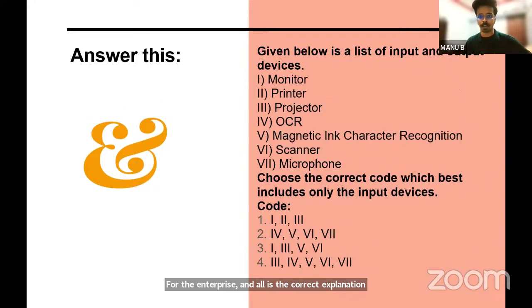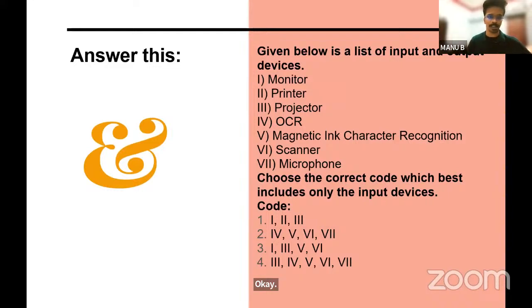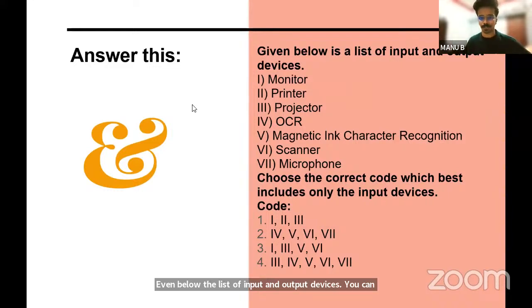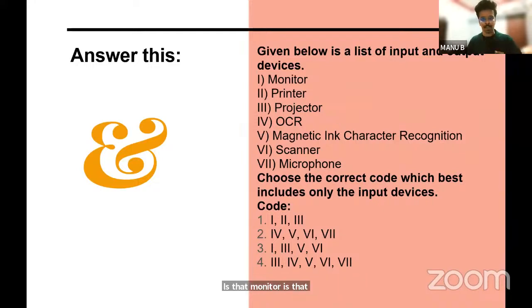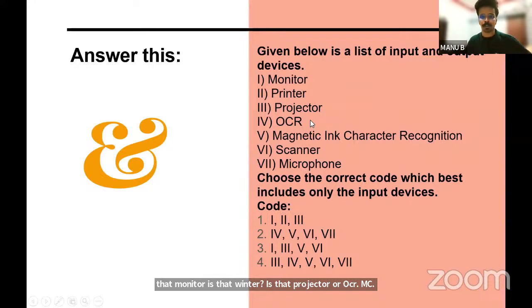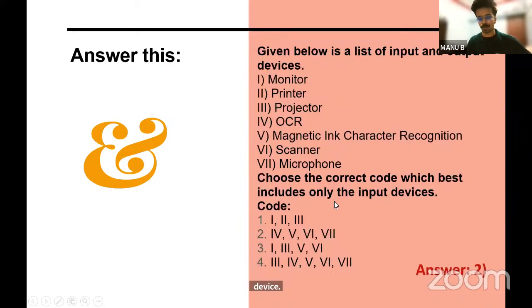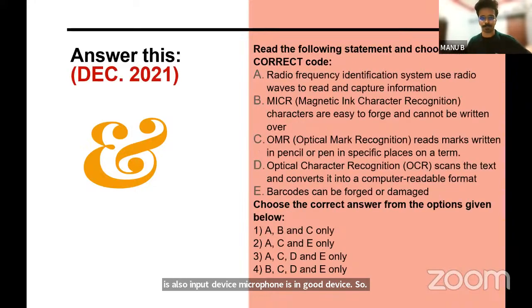Okay. Given below is the list of input and output devices, you can immediately answer this. Which is that answer? Input devices. Which are the input devices given here? Is that monitor? Is that printer? Is that projector or OCR, MICR, scanner, microphone? Among them, OCR, optical character recognition, is an input device. Magnetic ink character recognition is an input device. Scanner is also an input device. Microphone is an input device. So 4, 5, 6, and 7. Option 2 is the answer.